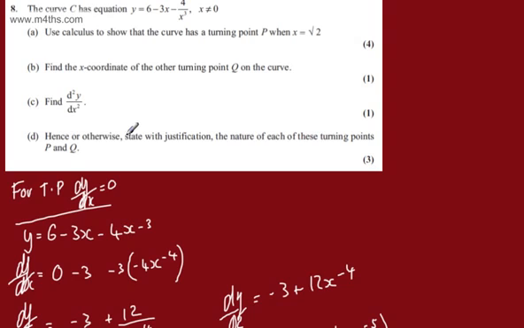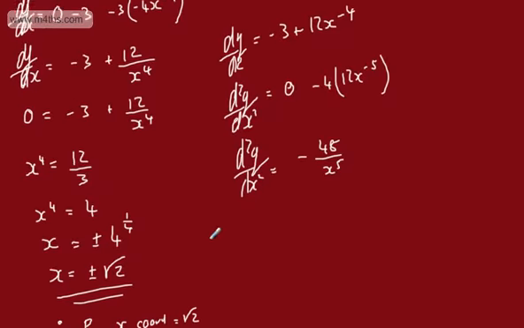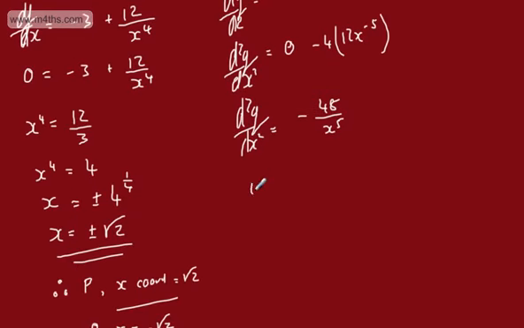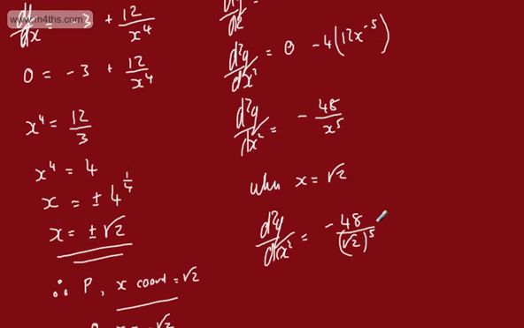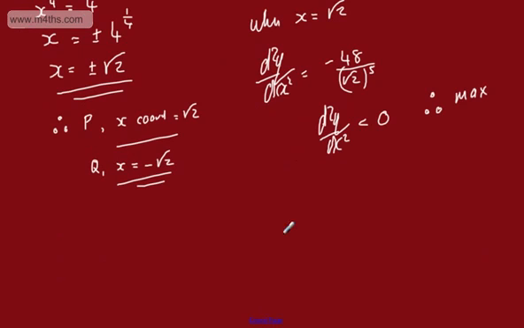In part D it says, hence or otherwise, state with justification the nature of each of these turning points P and Q. So let's substitute them in. When x is equal to positive root 2, d2y by dx squared will be equal to minus 48 over root 2 to the power of 5. This is going to be negative. We can say d2y by dx squared is less than 0, therefore that is a maximum. If you want to evaluate that, put that through a calculator, that will give you the answer.